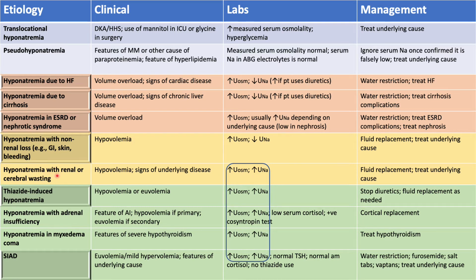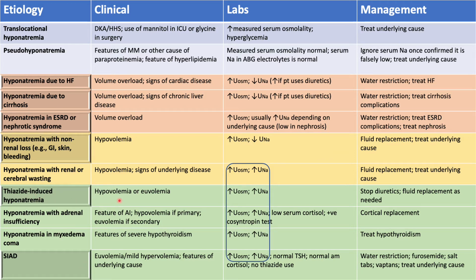Now, with renal or cerebral salt wasting, you treat the underlying cause. If the patient is sick, they need to be under critical care, and fluid replacement to replace the volume. These are the causes of euvolemic hyponatremia. The most common two are thiazide-induced hyponatremia and SIAD.